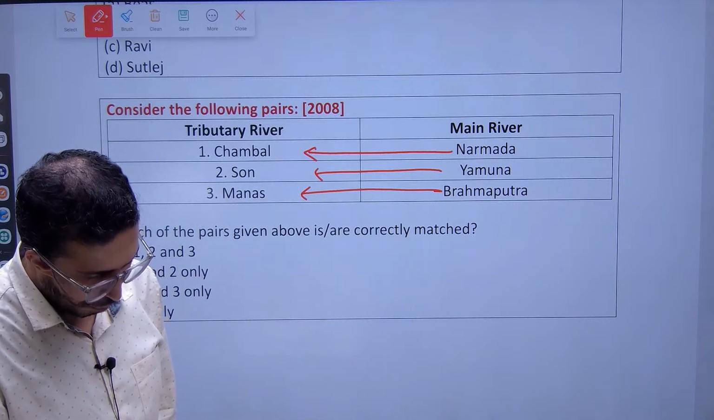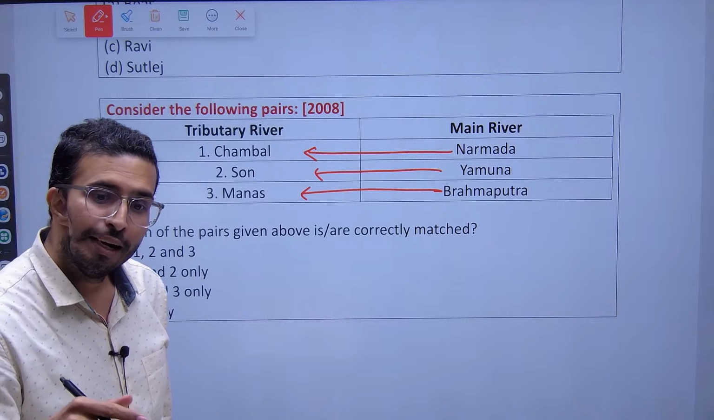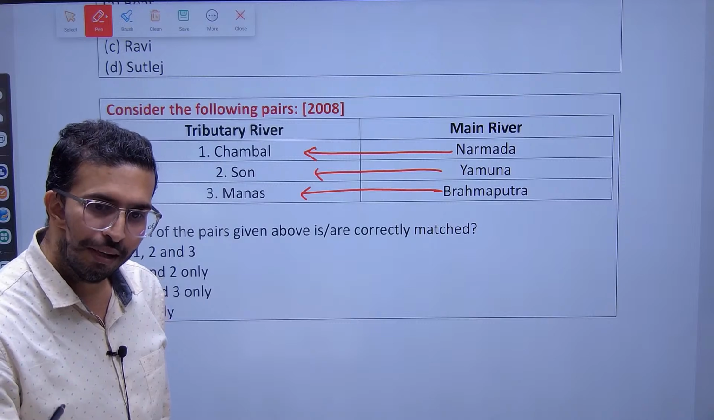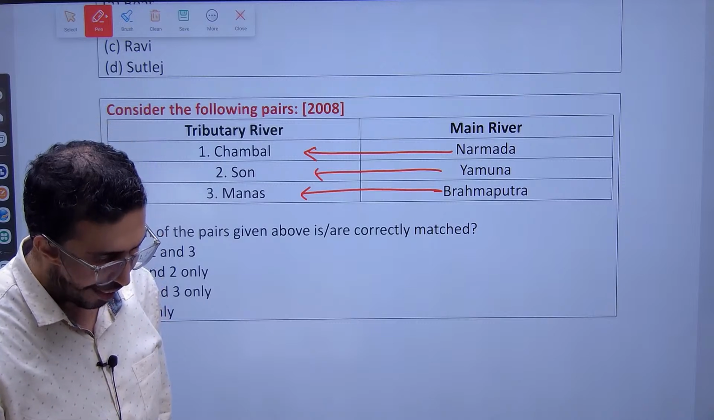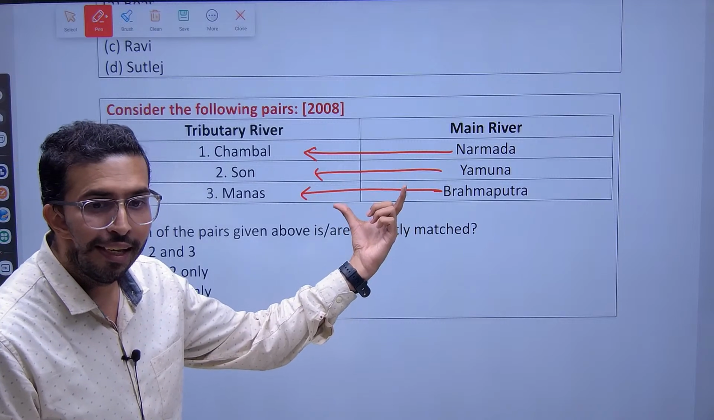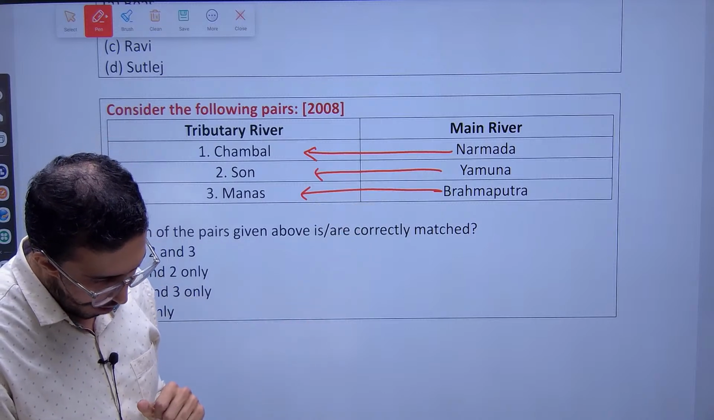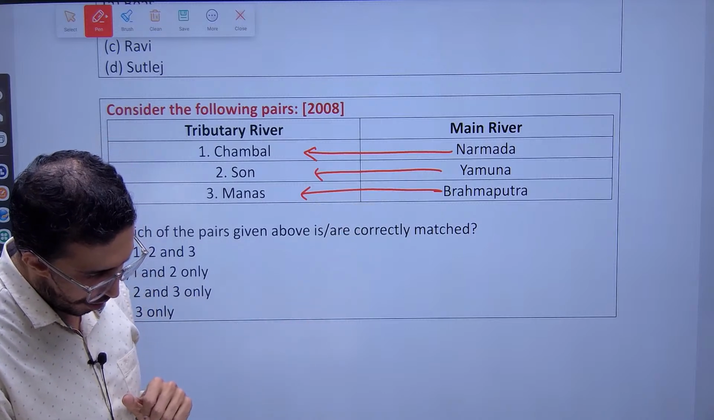Omkar is saying Bias. No, Bias, no. Bias originates in India and then merges with the Satluj in India. This is the only river which has its total length in India from the Indus river system. Answer is option 2 and 3.